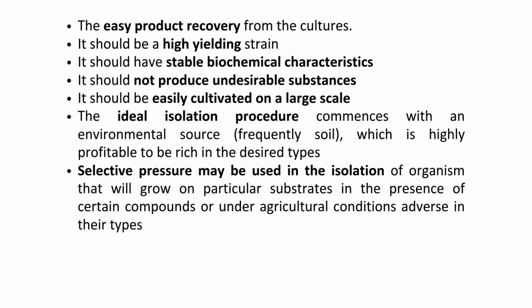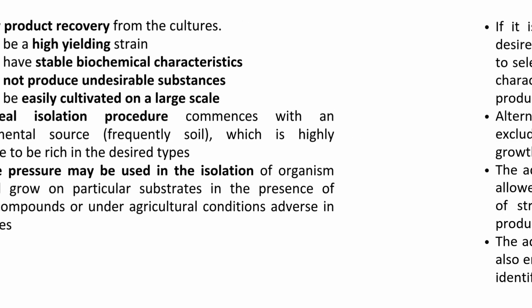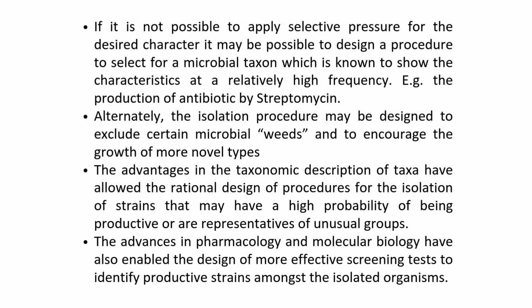The ideal isolation procedure starts with an environmental source, like soil, which is likely to be rich in the desired microbes. We can use selective pressure during isolation, for example, by using specific substrates or conditions to encourage the growth of certain types. If selective pressure isn't possible, we might target a known microbial group, like Streptomyces for antibiotics, which frequently produces useful compounds. The goal is to exclude common microbial weeds and encourage novel types. Advances in taxonomy and molecular biology help design more effective screening tests.